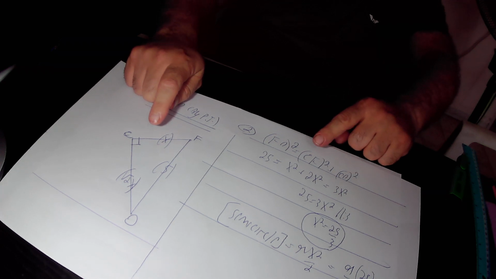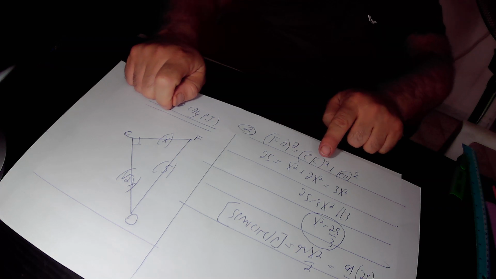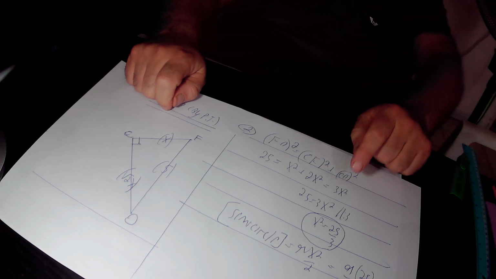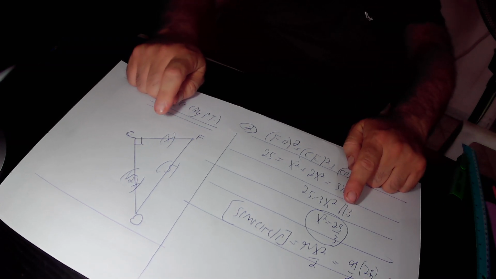So in total, we found out that 25 equals x squared plus 2x squared. x squared plus 2x squared is 3x squared. So 25 equals 3x squared. Here we divided this equation by 3, and we found out that x squared equals 25 over 3.